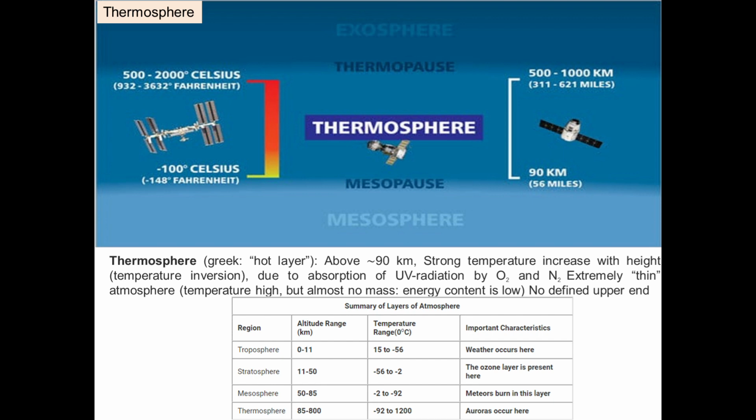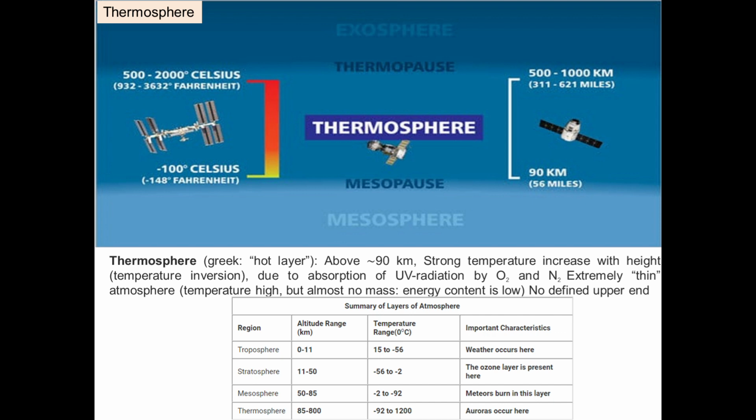So what is the summary of this atmosphere? These are the regions: troposphere, stratosphere, mesosphere, and thermosphere. This is the altitude range: 0 to 10, 11 to 50, 50 to 85, and more than 85 or 90 we can say. It varies up to 800 kilometers, that is the thermosphere.